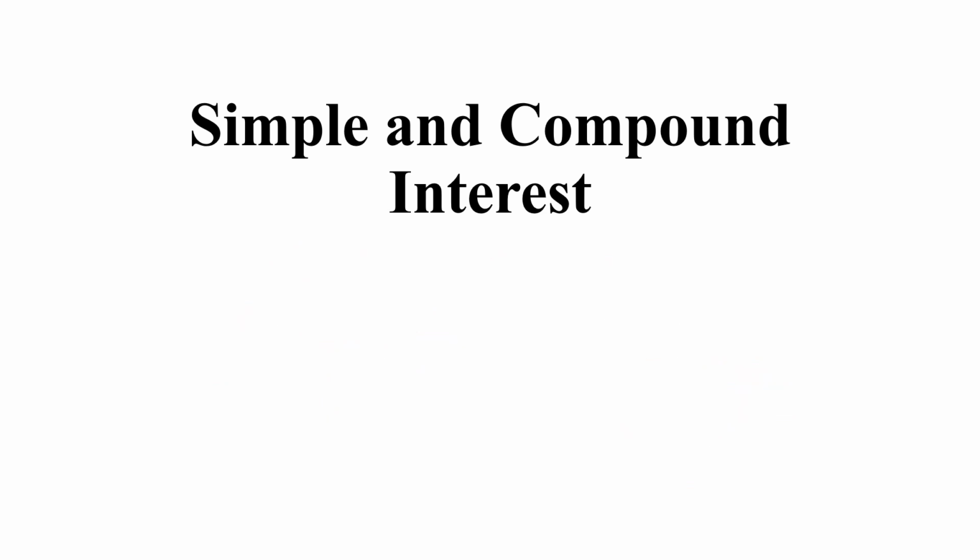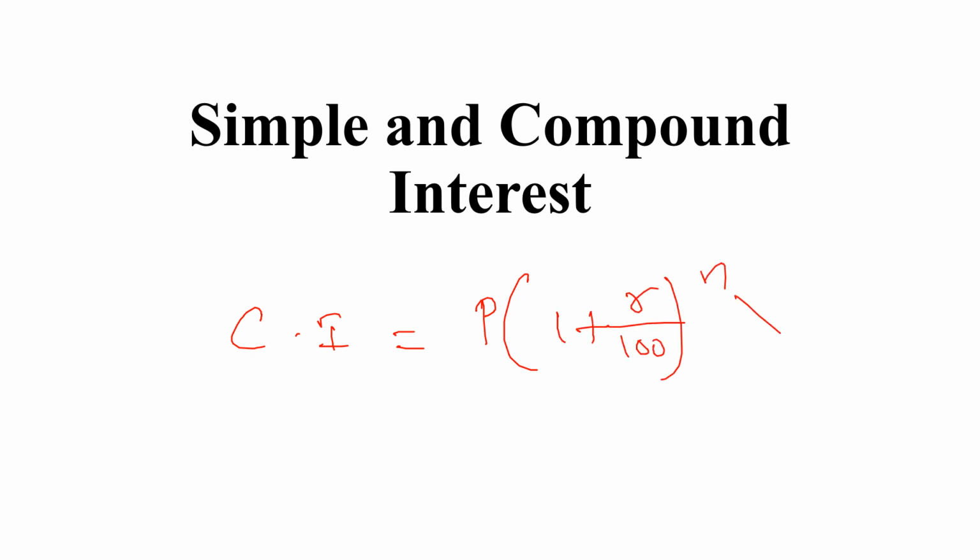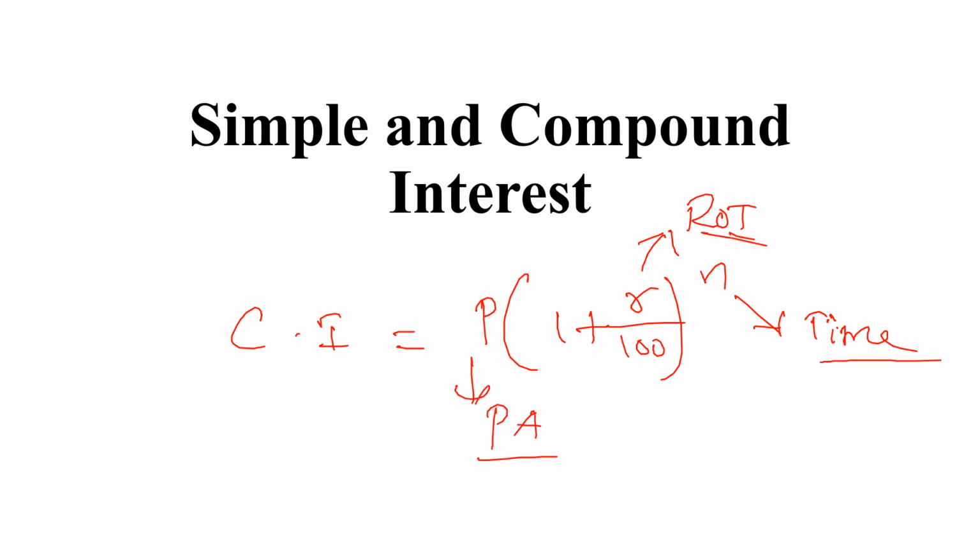Okay, so now compound interest. Just like simple interest, we have a formula. Compound interest: I is equal to P into 1 plus R by 100 whole power N. Here N means time, R means rate of interest, P is the principal amount. Just like simple interest, we have a formula for this as well. This formula is for when they ask for the amount. They ask for a certain amount, so you can use this formula.